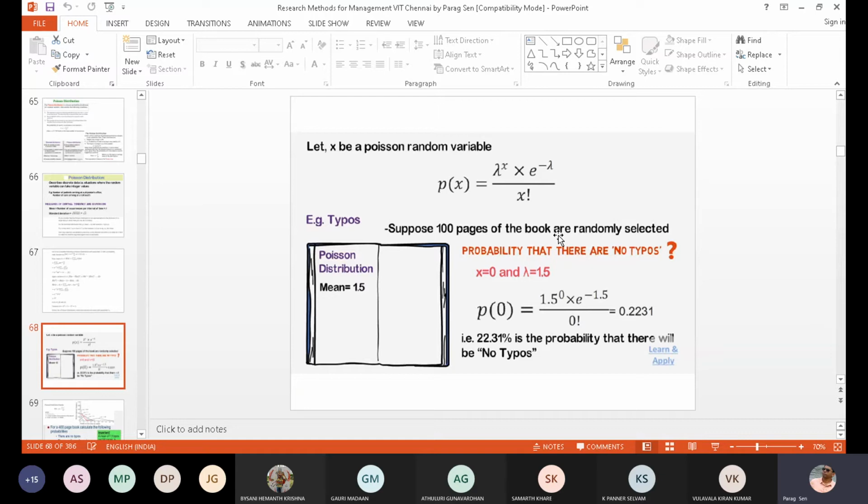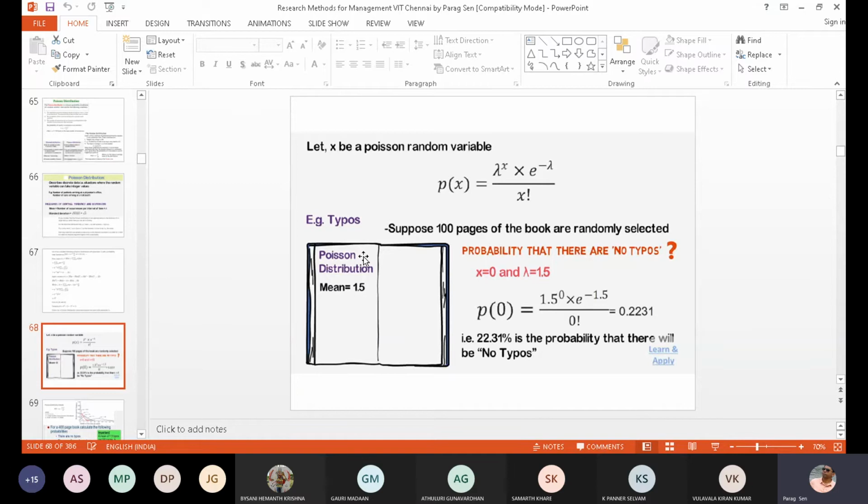Suppose 100 pages of a book are randomly selected. What is the probability that there are no errors? No errors means x will be 0, so you put x equal to 0 here.